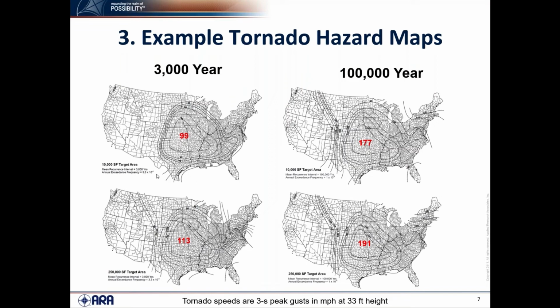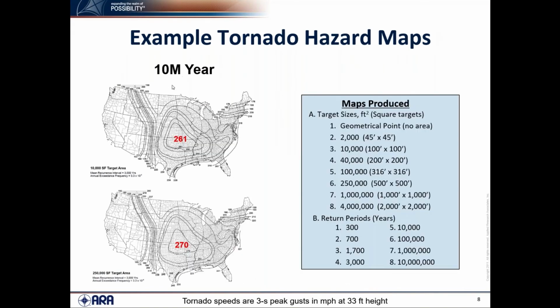The lowest contour, by the way, that we plotted on here is 50 miles per hour. If you're below 50 miles per hour as your tornado wind speed, it will never control over the basic wind load design that you would get from the building code or ASCE 7. We'll talk more about that in the next week. And here is 10 million years.